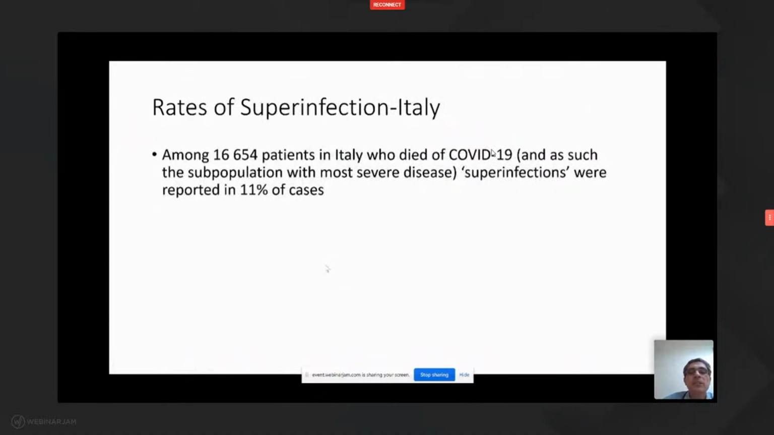The Italians probably have the best data on this. People who died with COVID-19, that is the subpopulation with the most severe disease, superinfection was reported in 11% of cases. So if you're dying with COVID-19, you have to understand that 11% of patients have concomitant superinfection with bacteria, and they're dying not only from a COVID pneumonia, but they're also dying from a superinfection. So it is going to be very difficult not to give antibiotics in this situation.